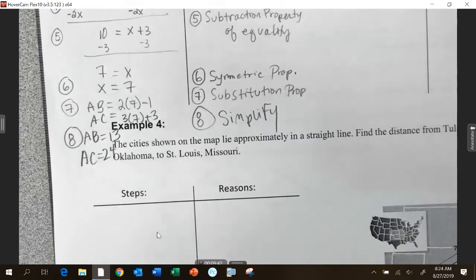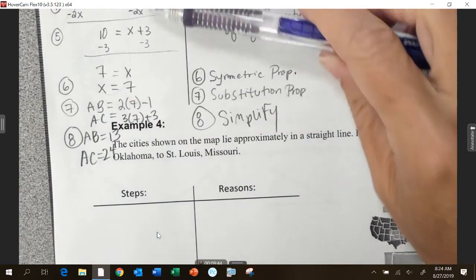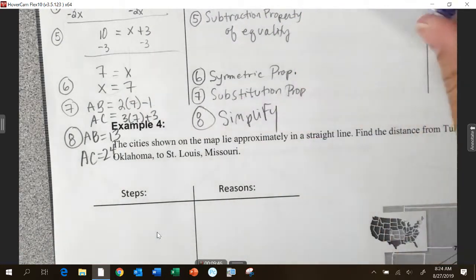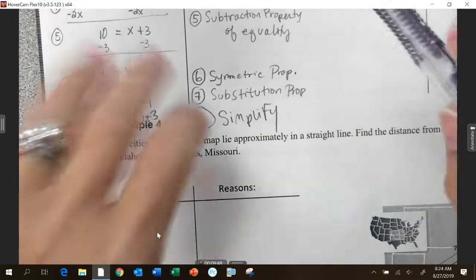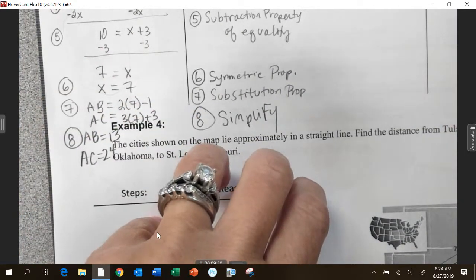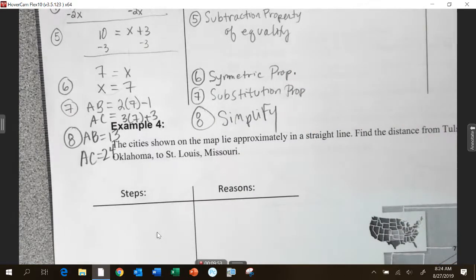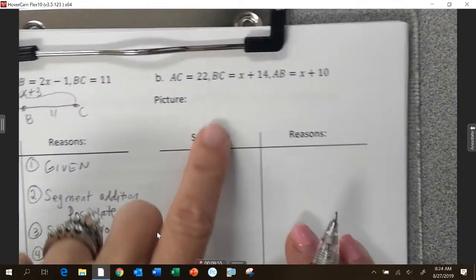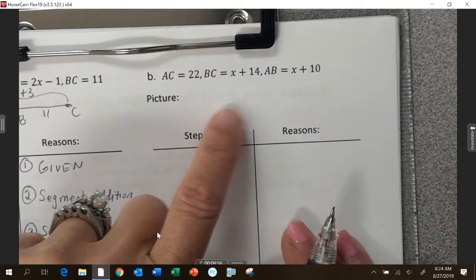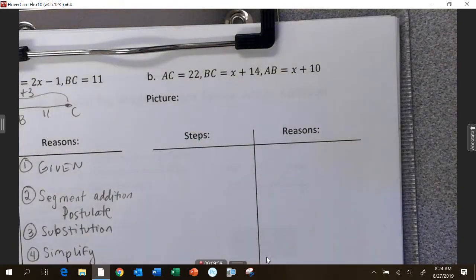Okay, so you guys should be able to do the left side. We're really working on the right side. That's what this is all about, is working on the right side. Let's do another example. Same kind of thing. First, start out and draw a picture.